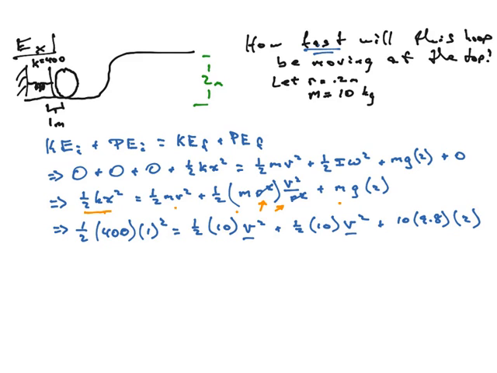Again, I want to solve this for v. So bring everything to one side, the v's on the other. 1/2 of 400 is 200, times 1 squared is just 200. And then 10 times 9.8 times 2, 98 times 2 is 196. I bring it to the left, so it's minus 196 equals, what's on this right side? 1/2 times 10 times v squared is 5v squared. Plus 1/2 of 10 times v squared is another 5, so this is 10 v squared.